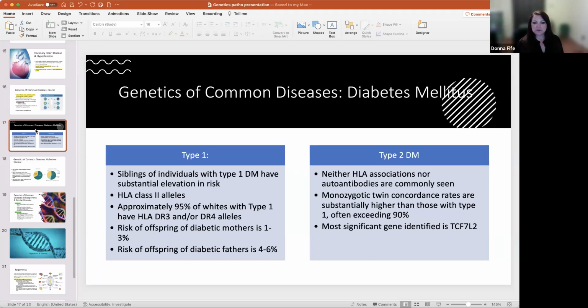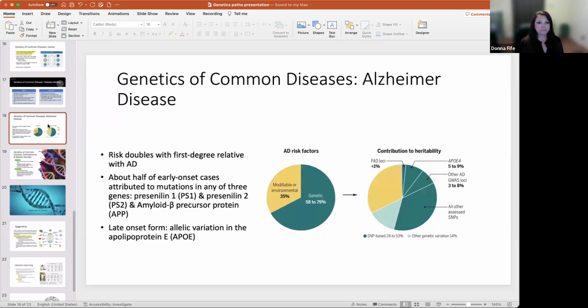Monozygotic twin concordance rates are substantially higher than those with type 1, often exceeding 90%. And the most significant gene identified is TCF7L2. With Alzheimer's disease, the risk doubles with a first-degree relative with Alzheimer's.